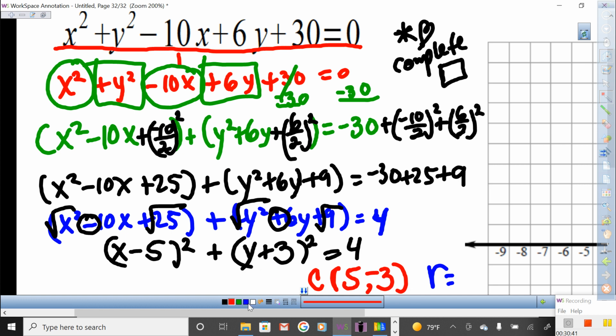All right. Now here goes a tricky one. Somebody that forgot. What is the radius? Talk it over with your neighbor. What is the radius? See if they agree with you.